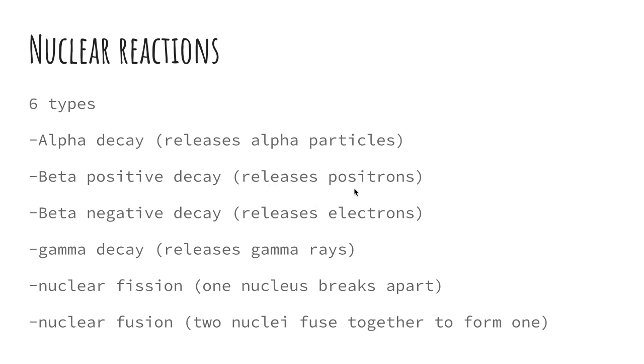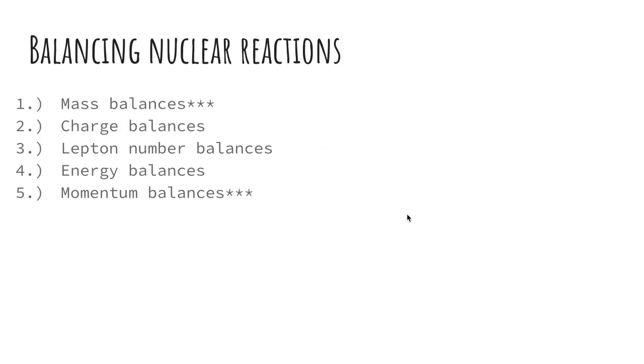Gamma decay is when a gamma ray or gamma particle is emitted. Nuclear fission is when a nucleus breaks apart into smaller nuclei. And nuclear fusion is when 2 nuclei fuse together to form 1. So let's go through the first few together.